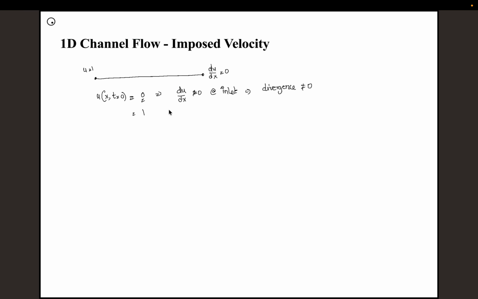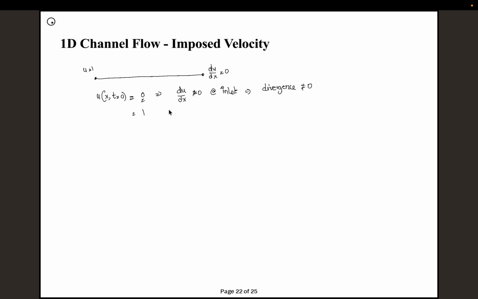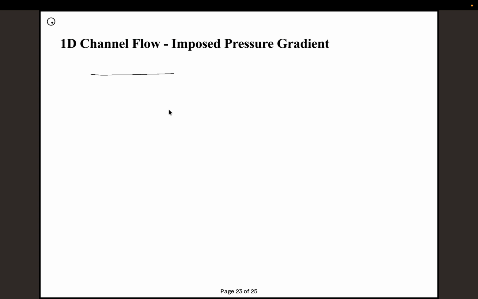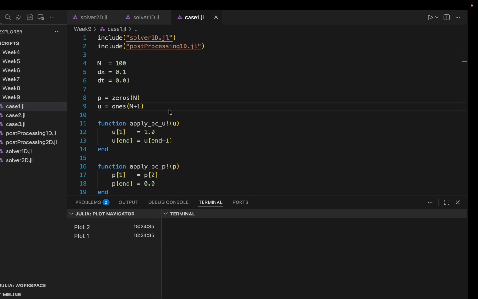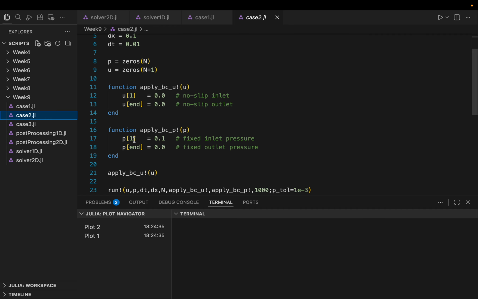Let's say this example is clear. Let's take another example. What we did here is we fixed the velocity. Let's take the same problem where, instead of fixing the velocity, I'll fix the pressure. So I'll say pressure here is 1 and pressure here is 0, and see how the velocity will change. Everything else remains the same. All we're doing is making the pressure at the other end equal to 0. U I'm keeping 0, 0 everywhere.